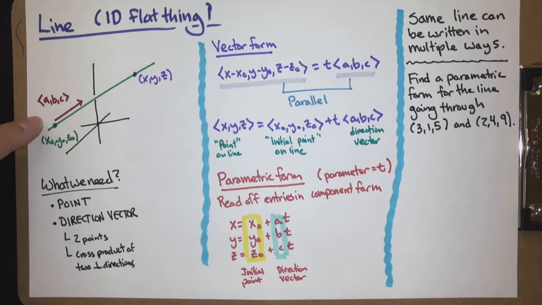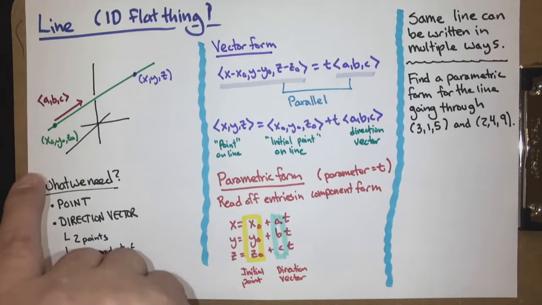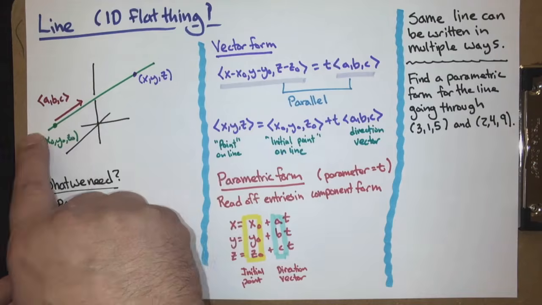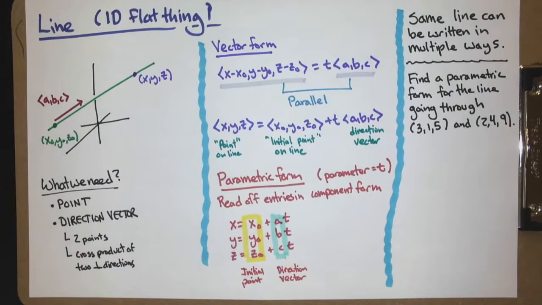What do you need? A point, because you have to know where the line is in space. You have to locate it. And then there has to be a direction vector for that line, which tells you the direction that the line goes. And how do you get that? Well, one way to get it is if you know 2 points. Because if I know 2 points, what can I do? Well, you can do the following.